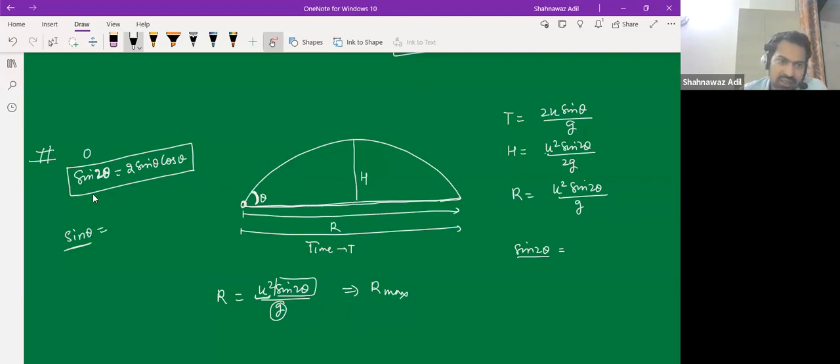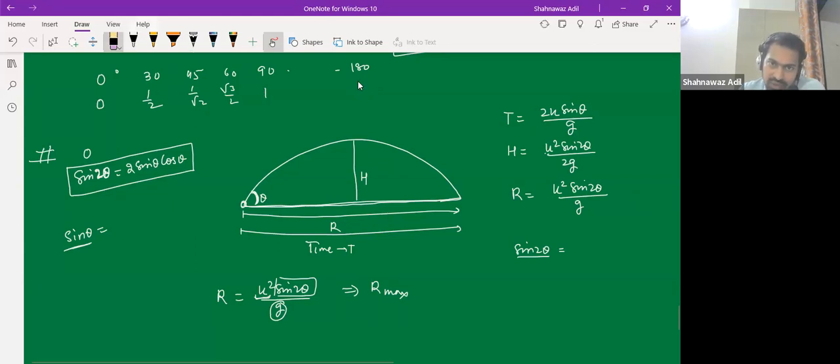Okay. So you guys know the values. This is 0 degree, this is 30, 45, 60 and then 90. So sine goes from 0 to half to 1 by root 2 to root 3 by 2 to 1. And then after that up to 180 it again becomes 0, right? Then minus 1. Okay. So this is how the sine angle goes, right?